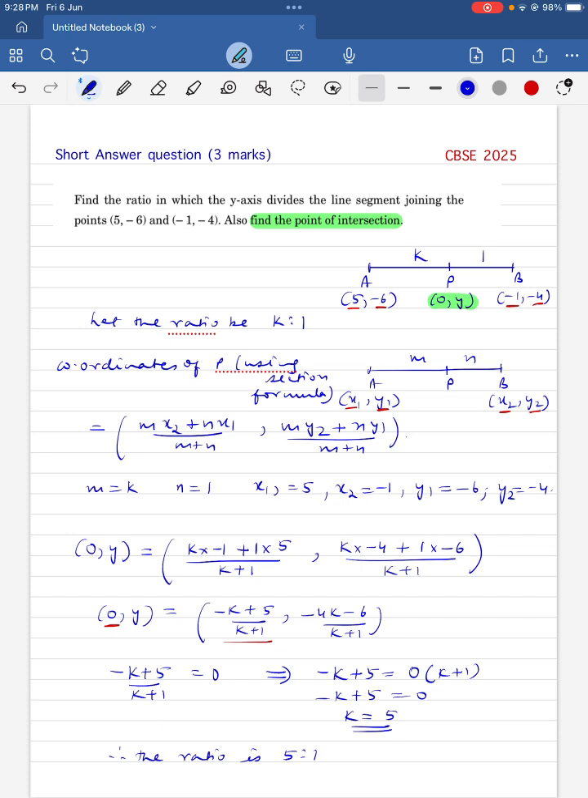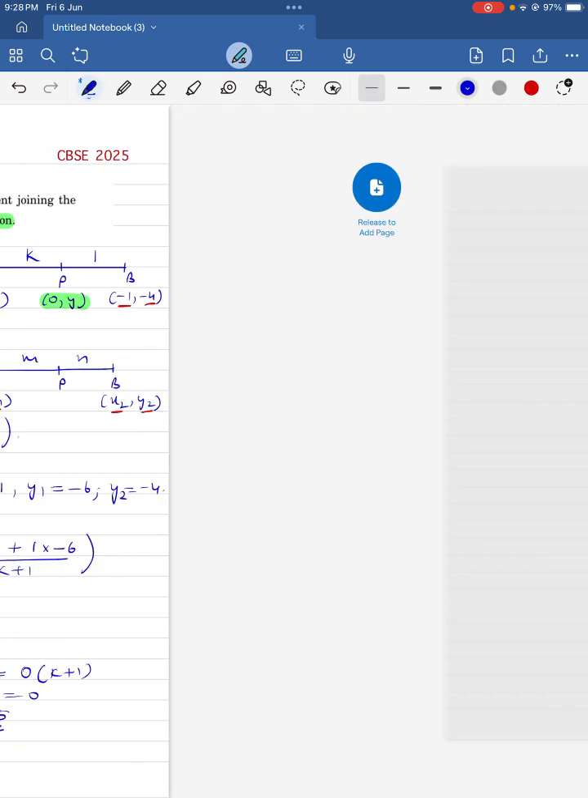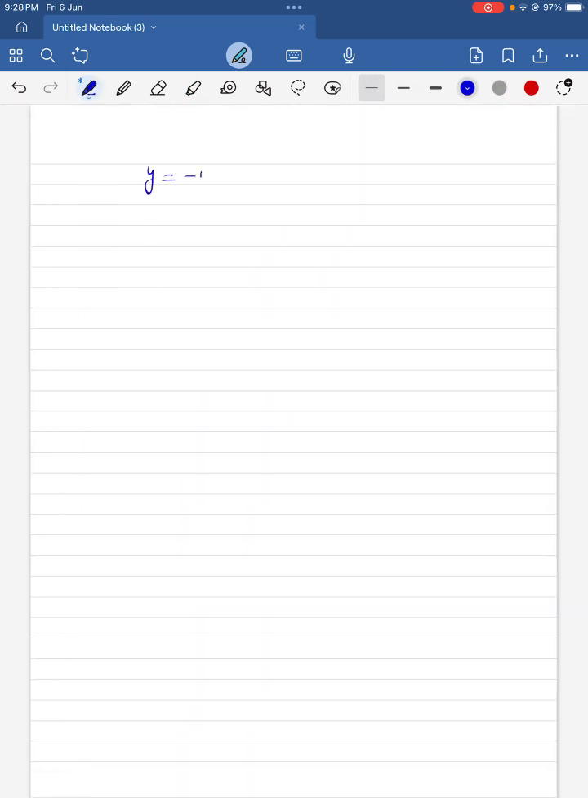Now how do we find the value of y? If we equate y to this value, that is (-4k - 6)/(k + 1), we can find the value of y. Okay, so y we know is equal to (-4k - 6) divided by (k + 1). And k we found out is 5. So (-4 times 5 - 6) divided by (5 + 1). So that's (-20 - 6) divided by 6, which is equal to -26/6, which on simplification becomes -13/3.